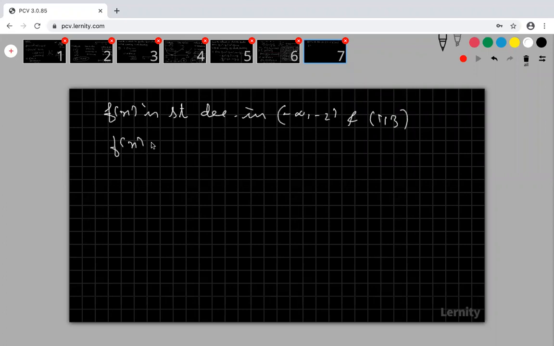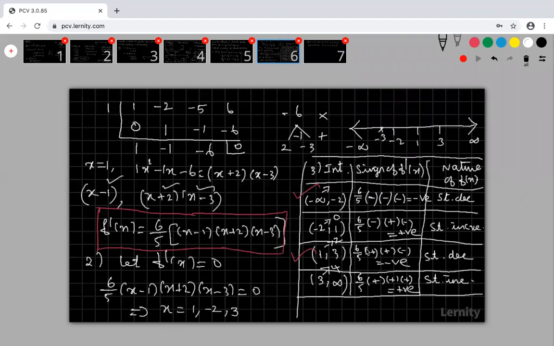My f of x is strictly increasing in the next intervals: minus infinity comma 1 and 3 to infinity. But how to find out? For finding, you have to do all these things, Karunya.